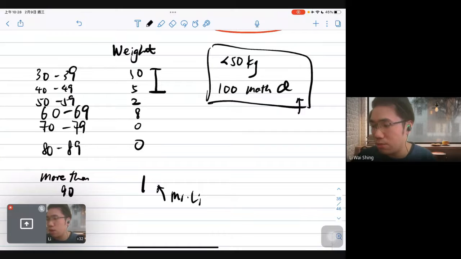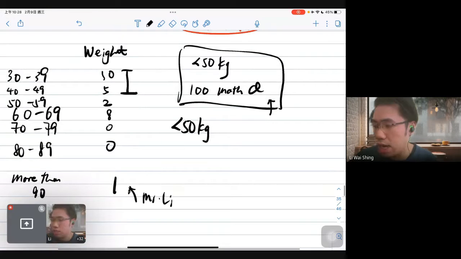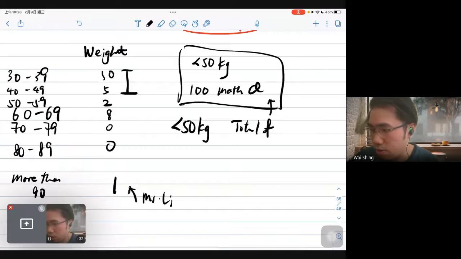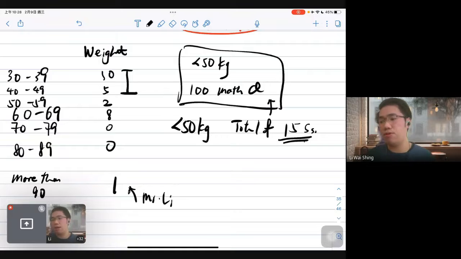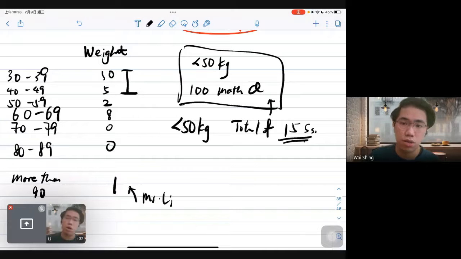So I add up the frequency. I know that less than 50 kg, there are a total of 15 students. This 15, I add up the frequency. Less than 50, the total is 15 people. Then this is called a cumulative frequency.